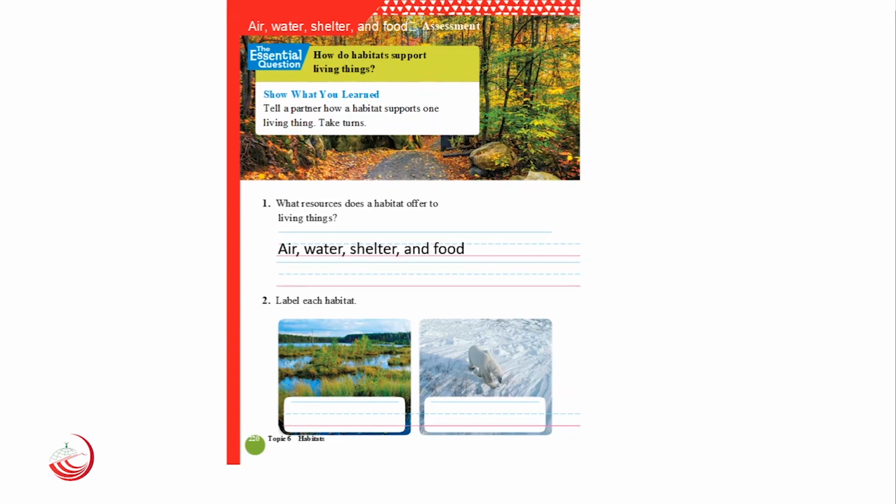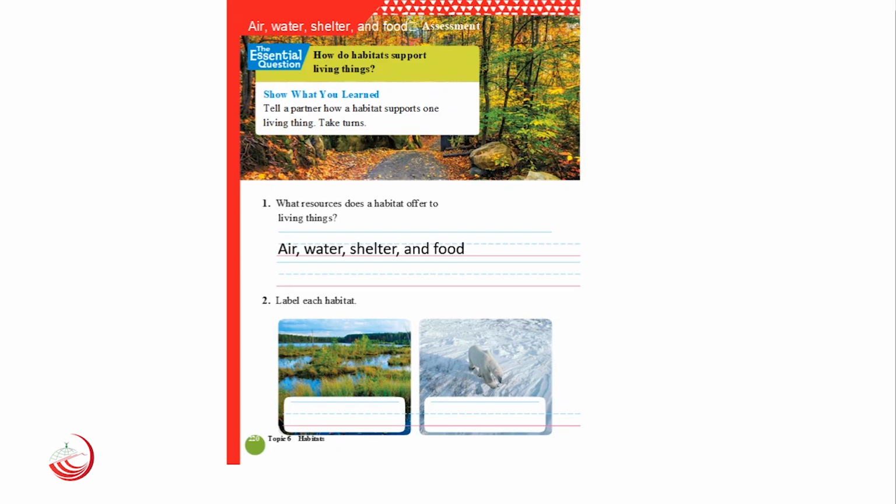So let's check the answer. What resources does a habitat offer to living things? Air, water, shelter, and food. Number 2, label each habitat. You have two pictures.